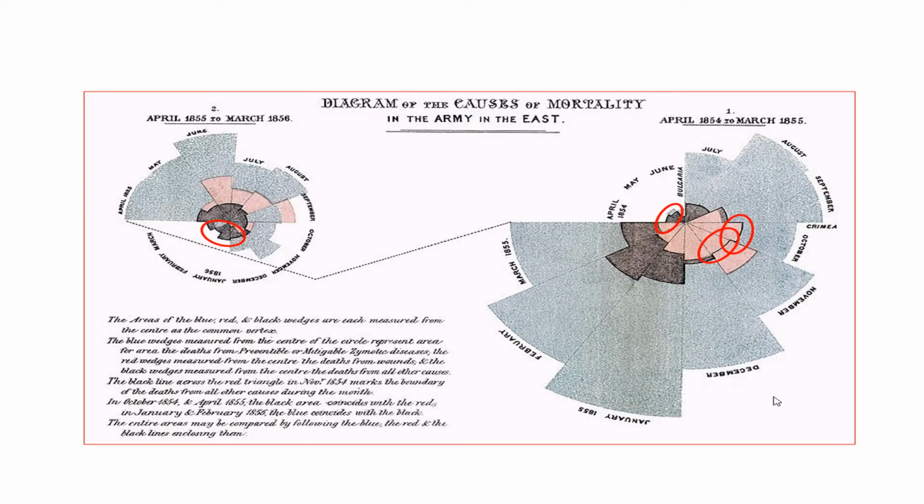This is a graph. It's also called a polar area diagram. It indicates the deaths in numbers that occurred from preventable diseases in blue, from wounds in red, and due to other causes in black.